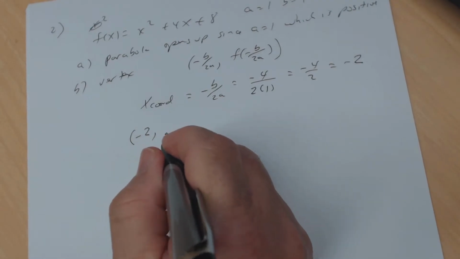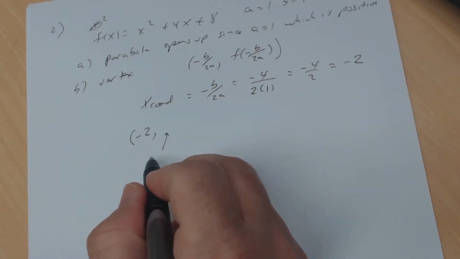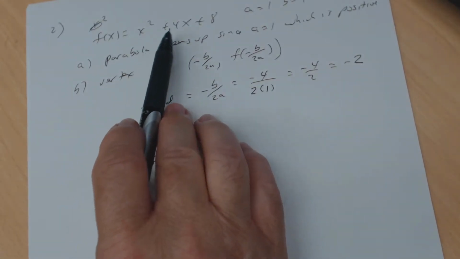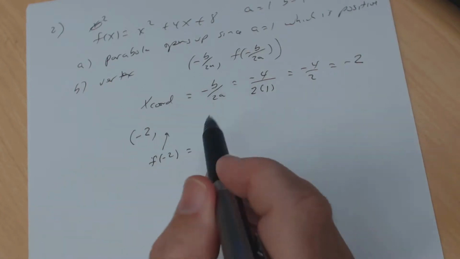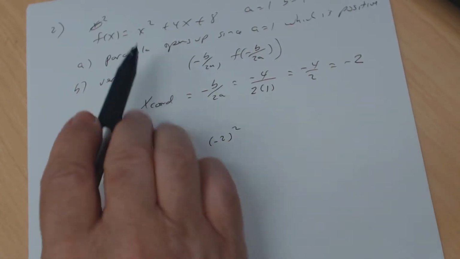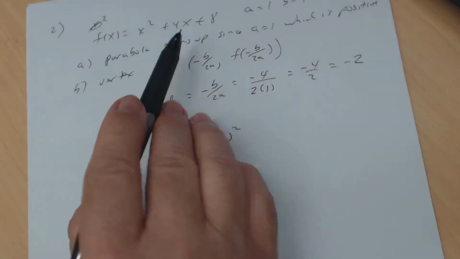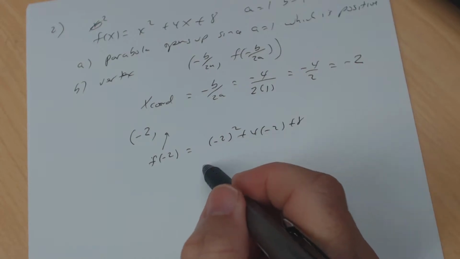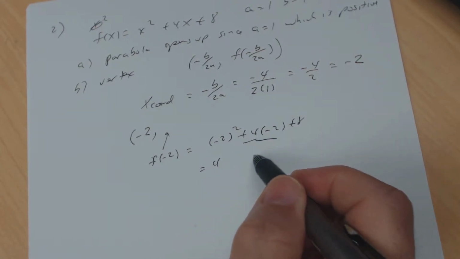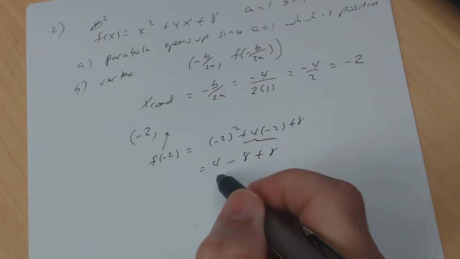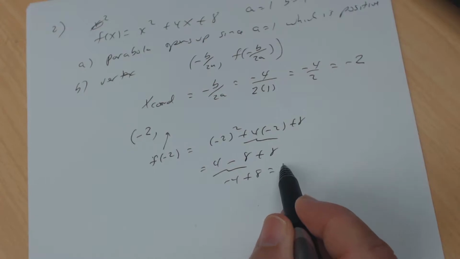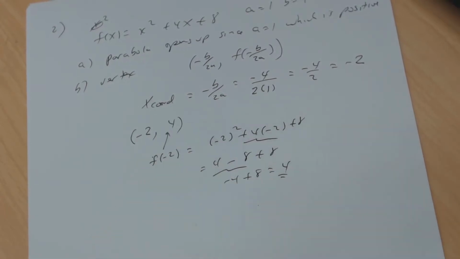To find the y-coordinate of the vertex, I'm going to find f of negative 2. So I go to my function f, where we see the variable x, I plug in negative 2. So I get negative 2 squared plus 4 times negative 2, and then plus 8. Negative 2 squared is 4. A positive 4 times a negative 2 is a negative 8, plus 8. So 4 and a negative 8 is a negative 4. Negative 4 plus 8 is a positive 4. So I found the vertex. The vertex is negative 2, 4.